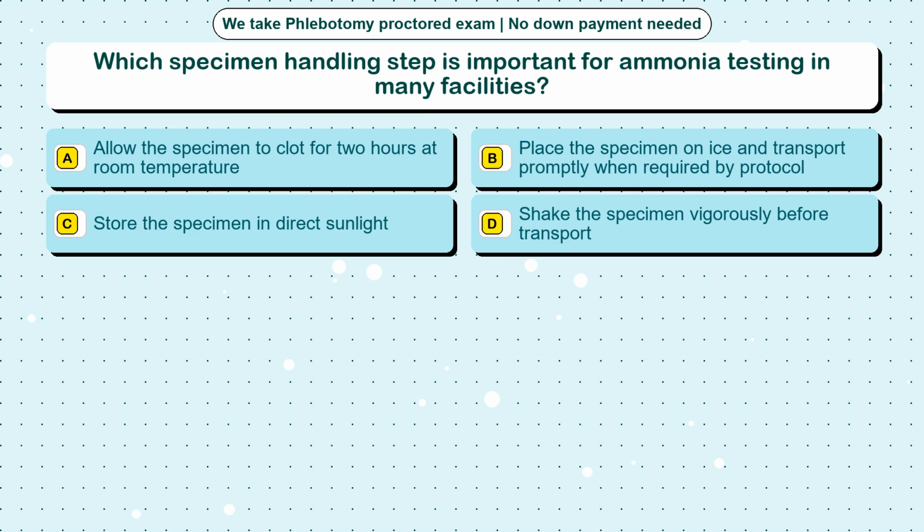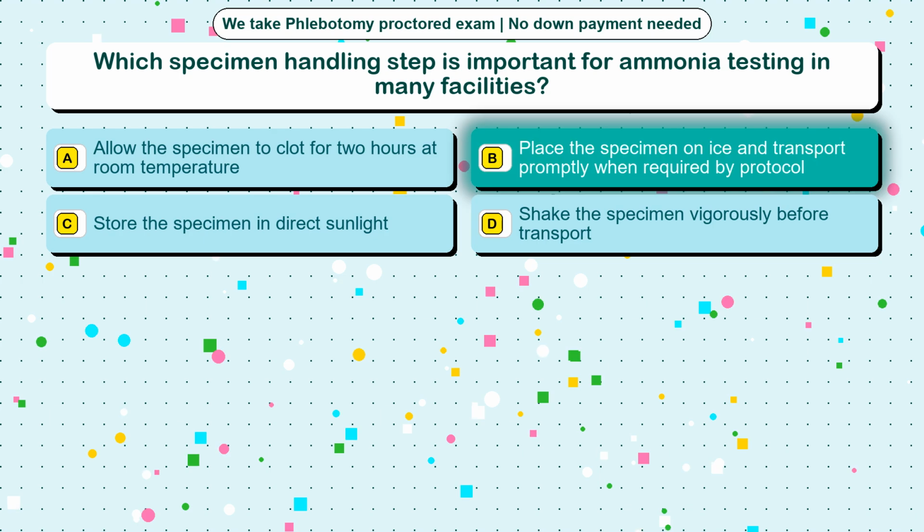Question 79. Which specimen handling step is important for ammonia testing in many facilities? Option A, allow the specimen to clot for 2 hours at room temperature. Option B, place the specimen on ice and transport promptly when required by protocol. Option C, store the specimen in direct sunlight. Option D, shake the specimen vigorously before transport.